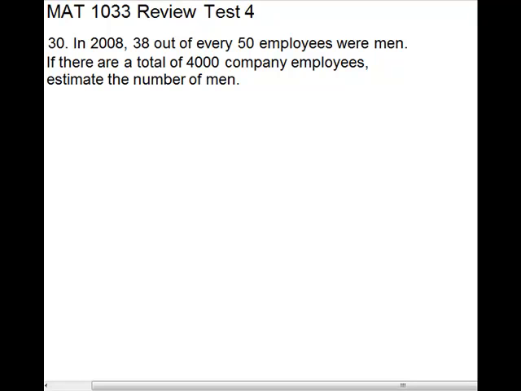Problem 30. In 2008, 38 out of every 50 employees were men. If there are a total of 4,000 employees, estimate the number of men. So it's implied here that you're going to work at the same rate. So this will be a proportion. So we will use 38 out of 50. So 38 men out of 50 total employees. And you have to think on that a little bit.